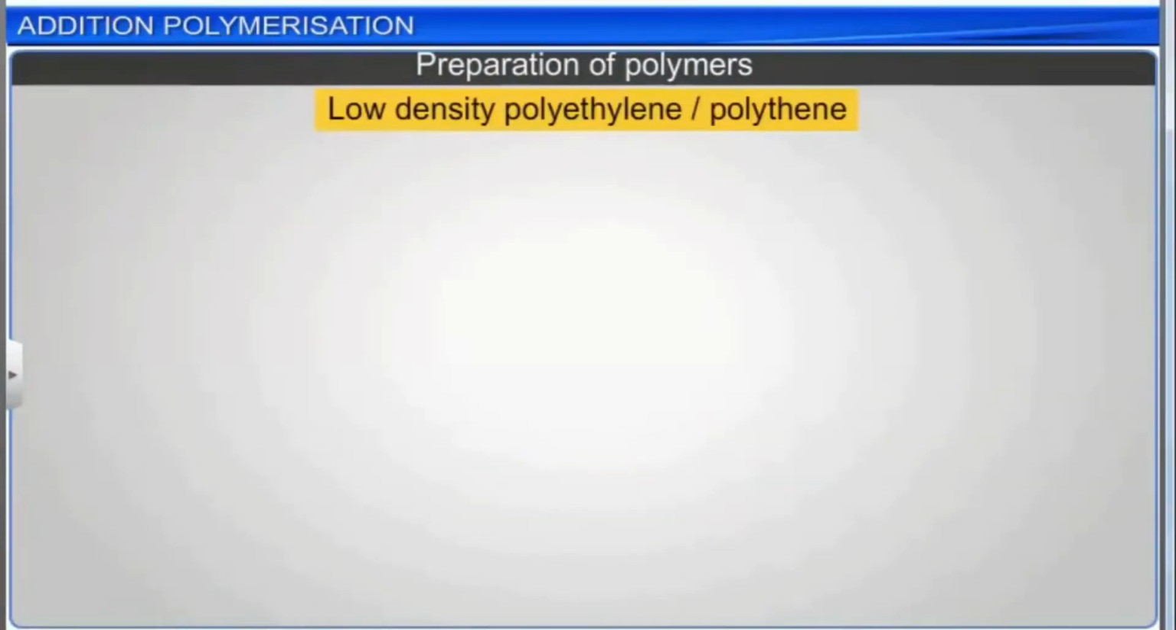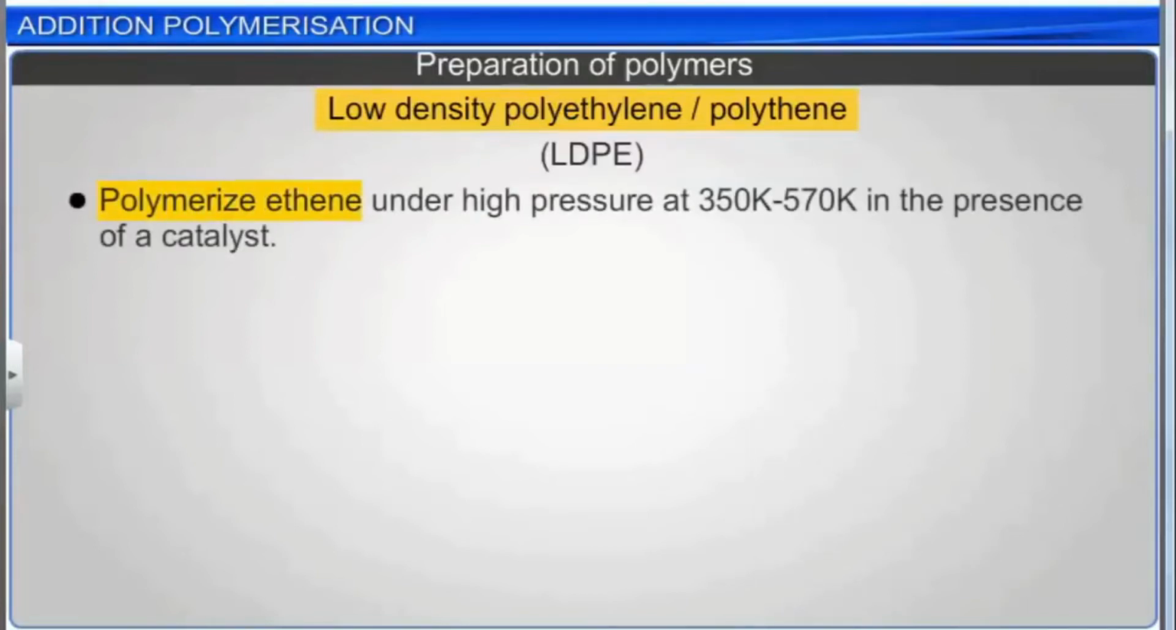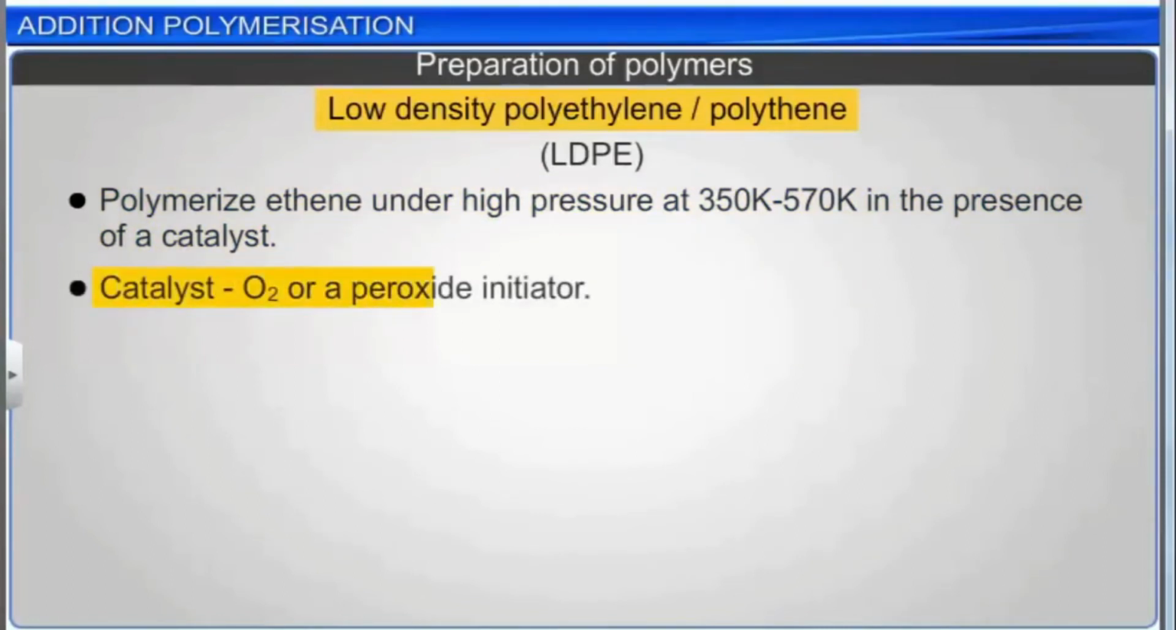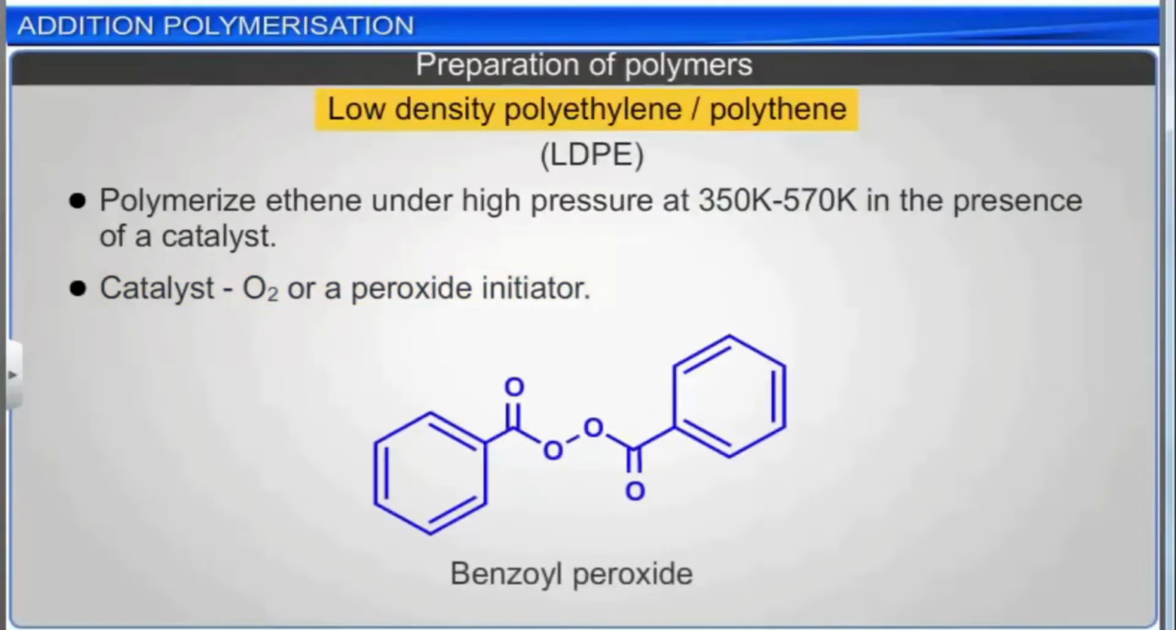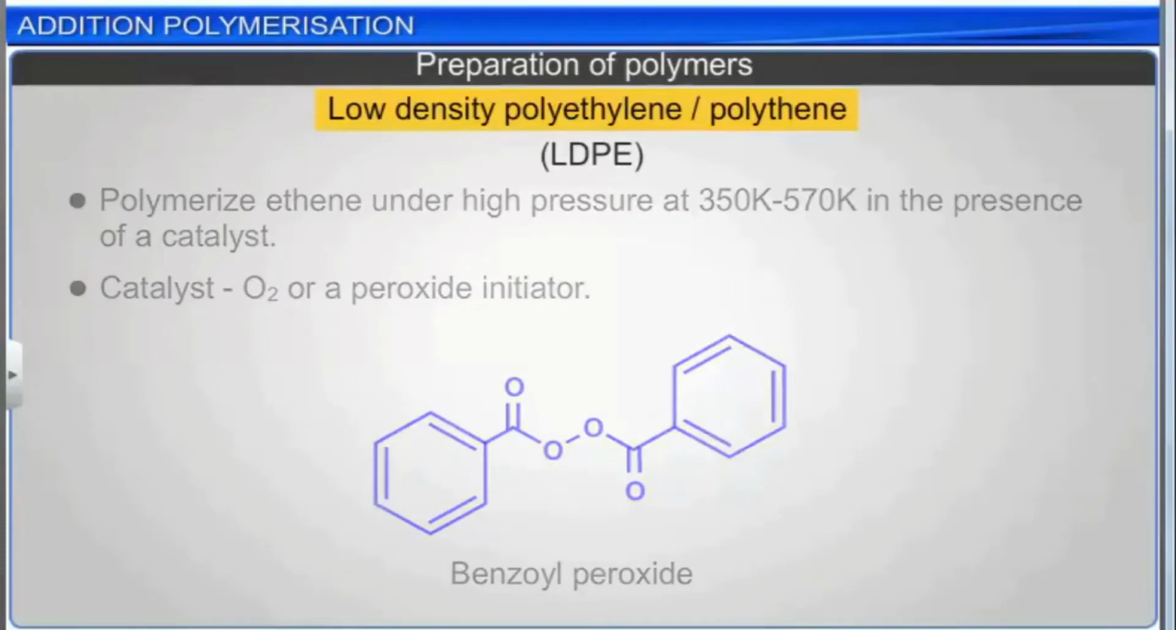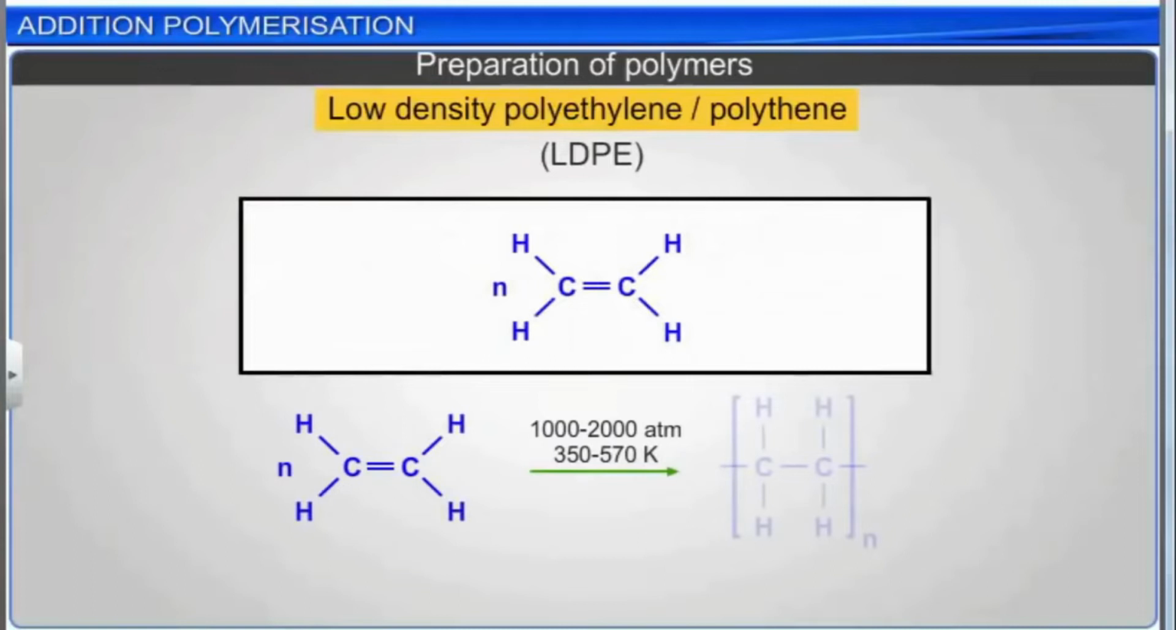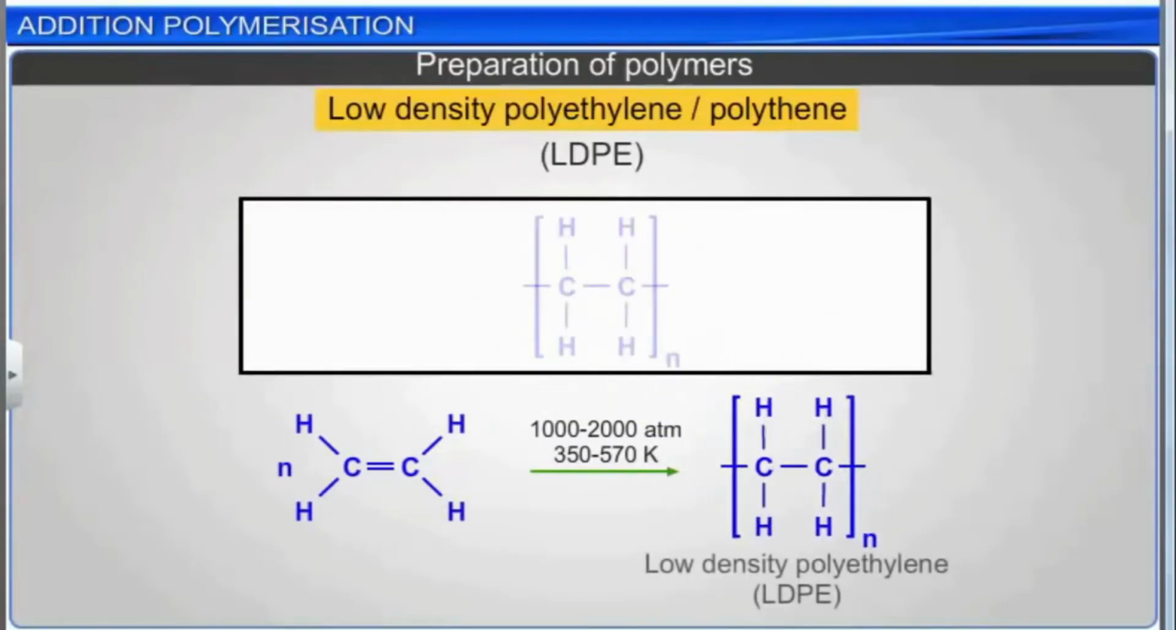Low-density polyethylene or polythene is often given the acronym LDPE. To obtain LDPE, it is necessary to polymerize ethene under high pressure in a temperature range of 350 to 570 Kelvin in the presence of a catalyst. Typically, either oxygen or a peroxide initiator, such as benzoyl peroxide, is used as a catalyst. The equation shown here represents the polymerization reaction to form LDPE.